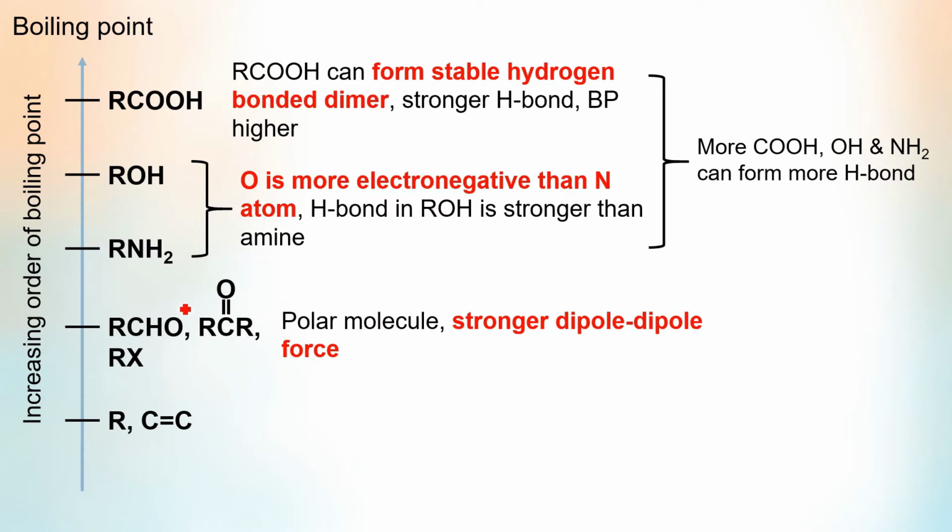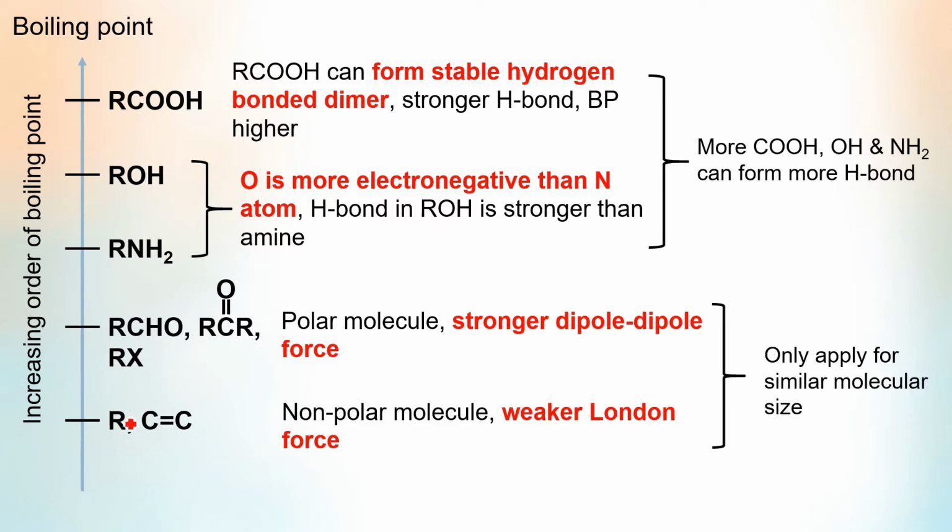Aldehyde, ketone and haloalkane are polar molecules, so they have stronger dipole-dipole forces compared to alkane and alkene. Those are nonpolar molecules with weaker London forces, and this factor only applies when they have similar molecular size.